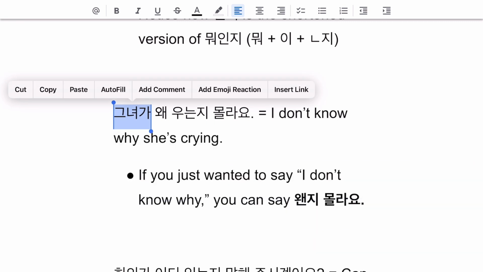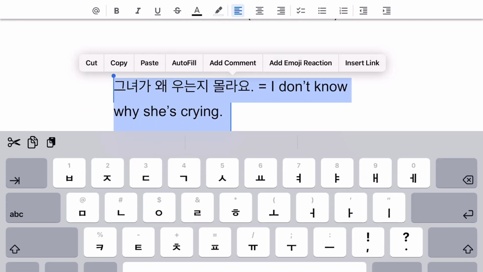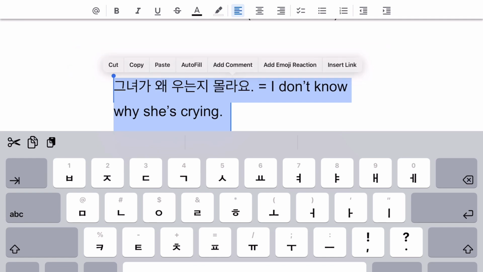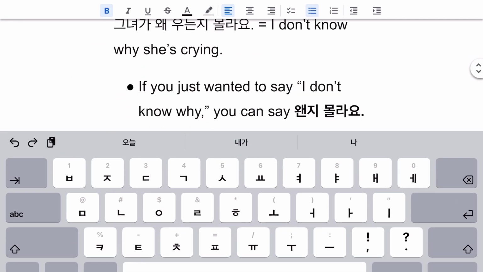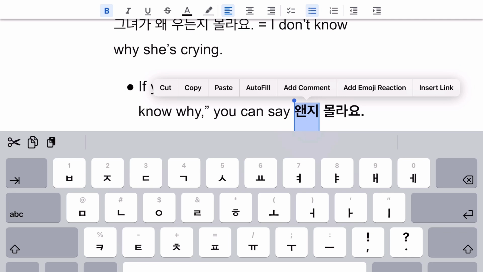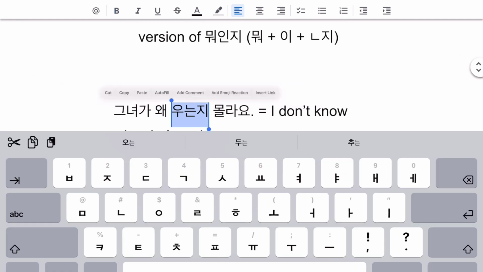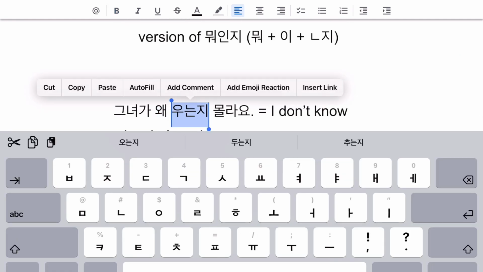I don't know why she's crying. 그녀가 왜 웃는지 몰라요. And you could also say I don't know why by using 왜, and then we put the 니은지, 왜인지 몰라요. 왠지 몰라요. I don't know why. But since we're having a different verb here, we're just saying 왜 웃는지 몰라요.